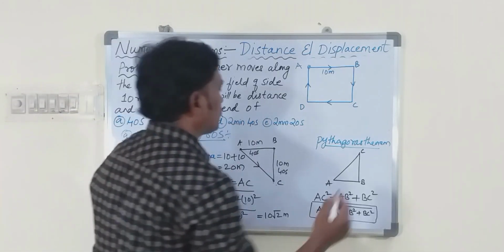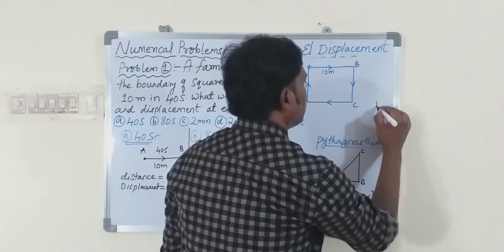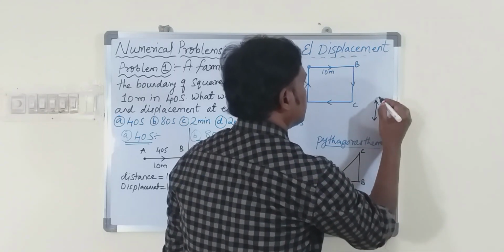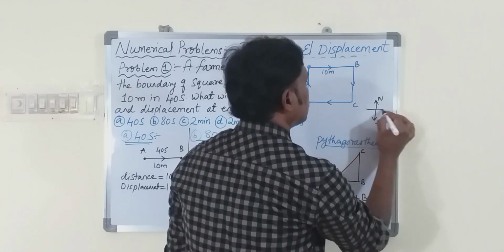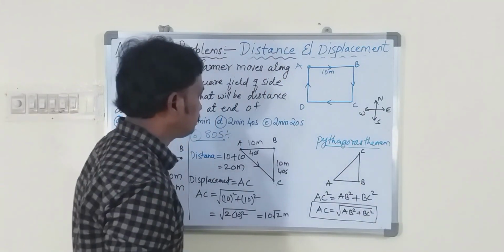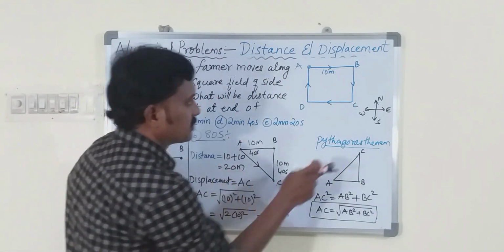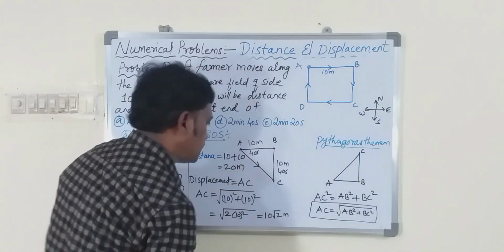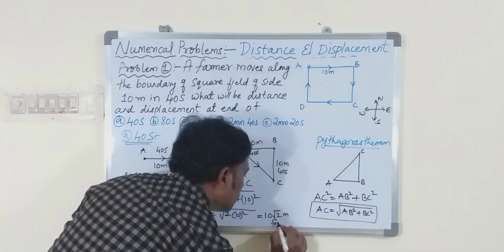Okay, so what is the direction of this? Let me say, suppose this is north, this is south, this is east, and this is west. So it is like this. Okay, so it is in this direction. Southeast.